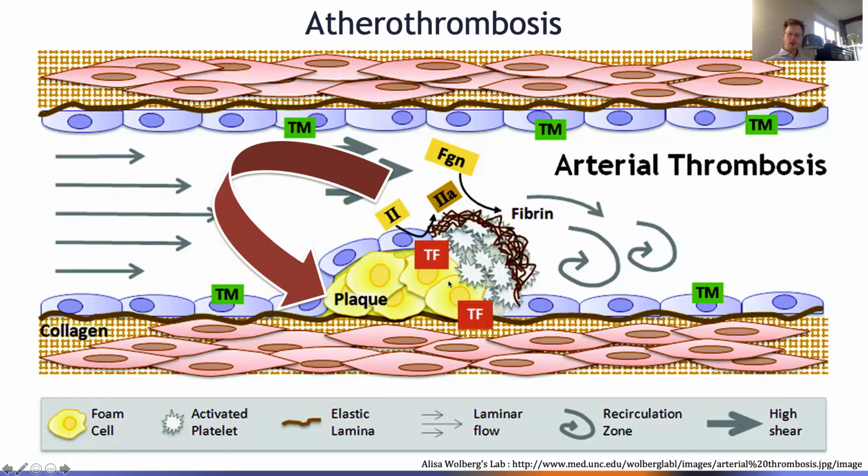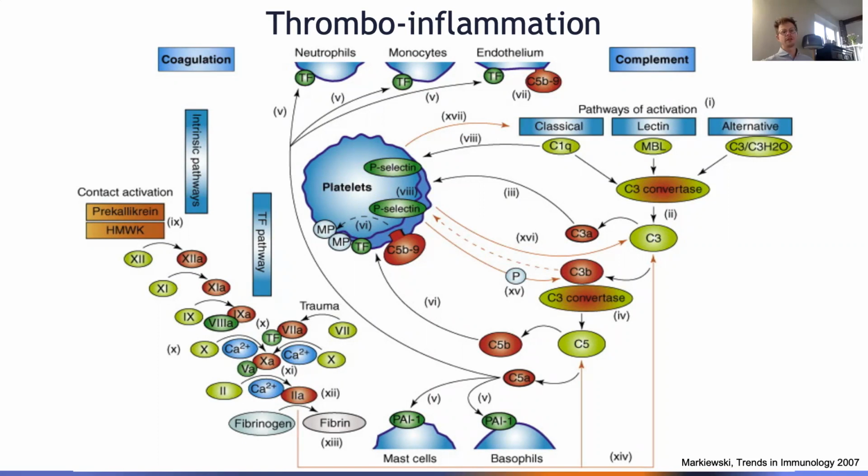I already mentioned that atherosclerosis is an inflammatory disease of the vessel wall, but thrombus formation also occurs. Interestingly, there's a tight link, a connection, between coagulation, so the thrombus pathway, and inflammation. They interact with each other. This is just an example, but there are, of course, more interactions.